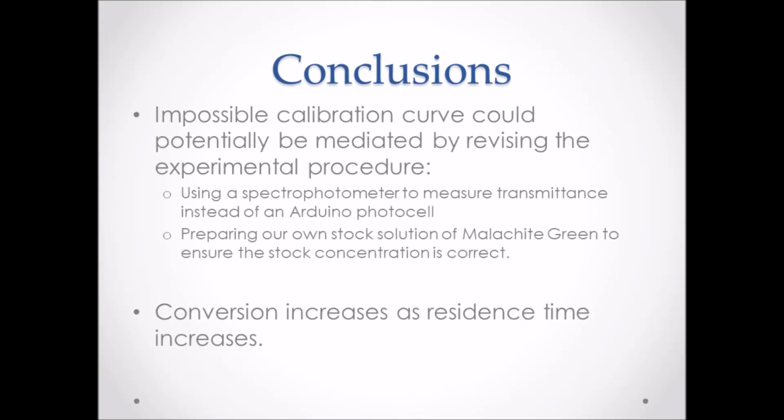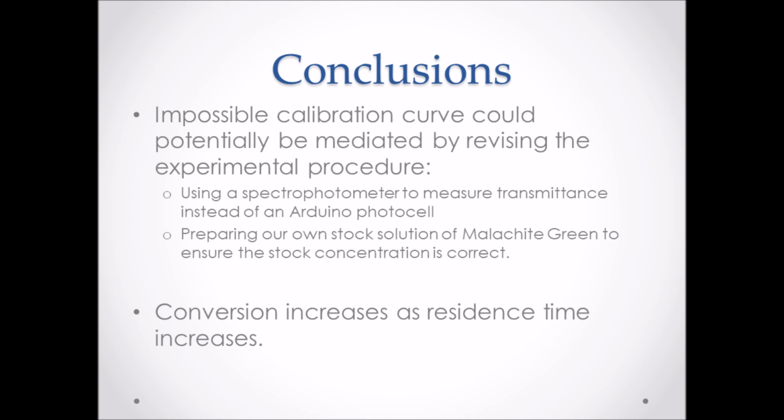The core conclusion we need to stress is that the calibration curve created is not physically possible. Conversions cannot go over 100%. Nonetheless, it was all that we had to go and convert photocell readings into reaction conversion. This problem could be mediated by making improvements to the experimental procedures, such as using a spectrophotometer to measure transmittance instead of an Arduino photocell, and preparing our own stock solution of malachite green to ensure it is the concentration that we expect it to be.